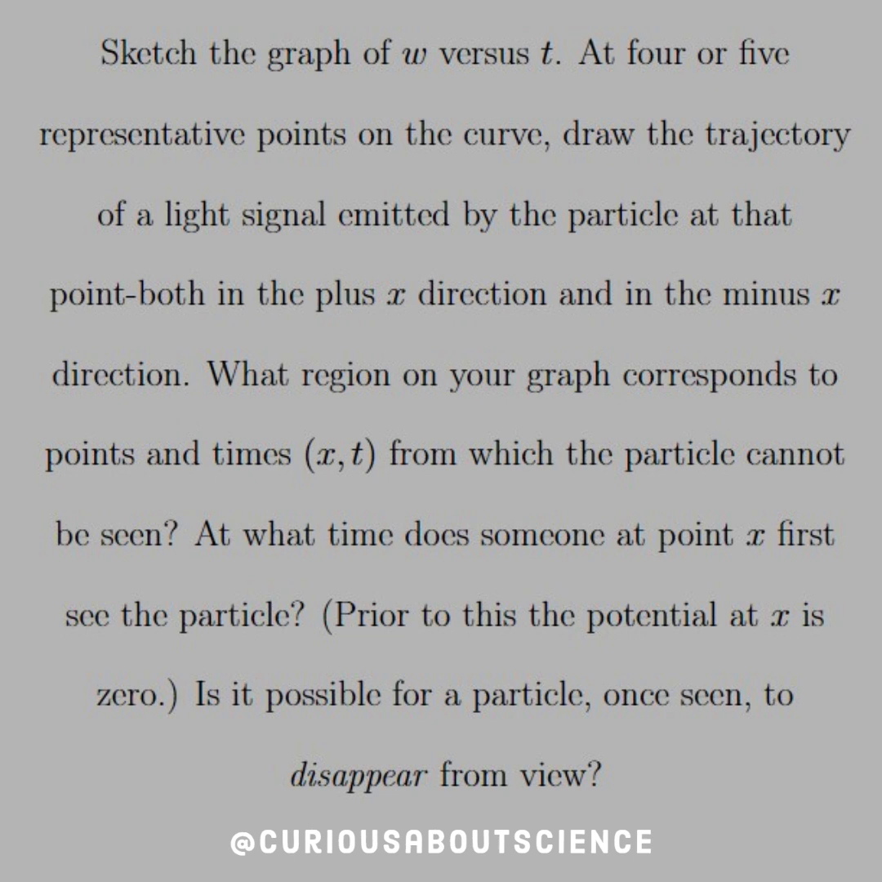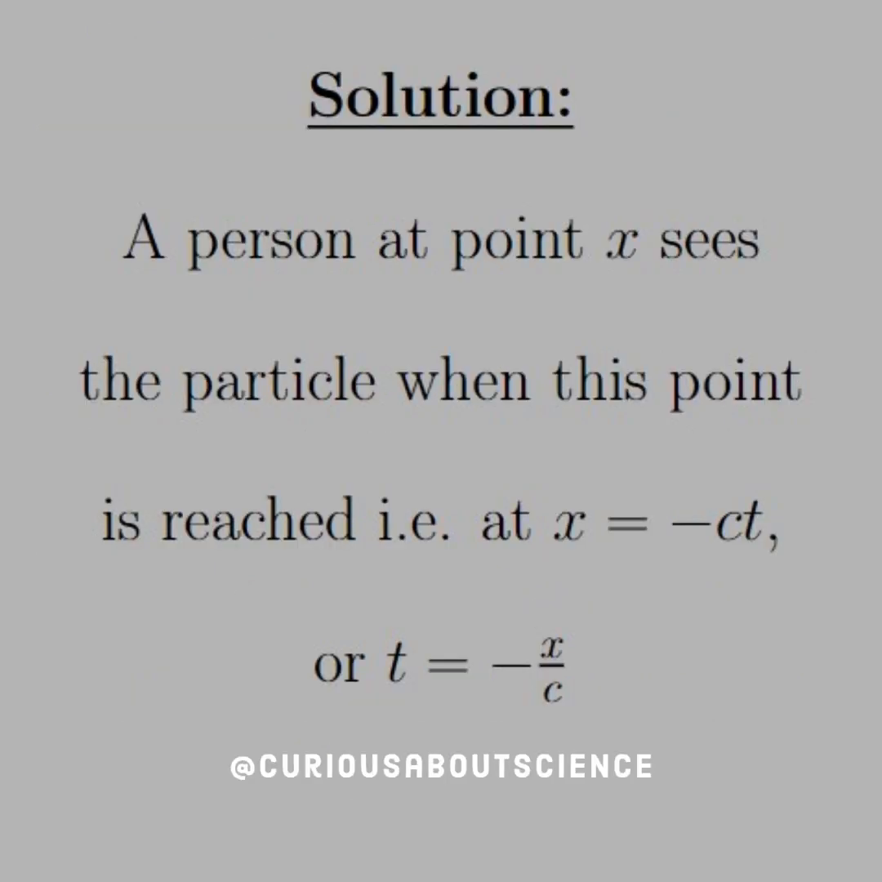What region on your graph corresponds to points and times x, t, for which the particle cannot be seen? At what time does someone at point x first see the particle? Prior to this, the potential at x is 0. Is it possible for a particle, once seen, to disappear from view? Ooh, we got some fun stuff, but man, this is going to be a headache. You have to be very, very careful.